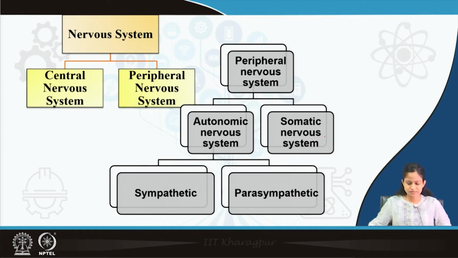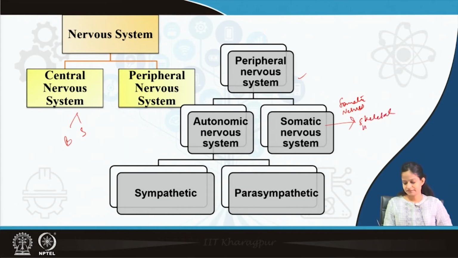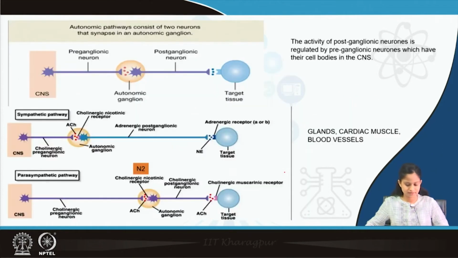So, nervous system, we have central nervous system and peripheral nervous system. Central nervous system consists of brain and spinal cord, and in peripheral nervous system we have autonomic nervous system and somatic nervous system. Somatic nervous system, through somatic nerves, supplies the skeletal muscles, and autonomic nervous system through autonomic nerves, that is sympathetic nerves and parasympathetic nerves, usually supplies the various target organs like glands, cardiac muscles, and various blood vessels. So, these are the target organs.